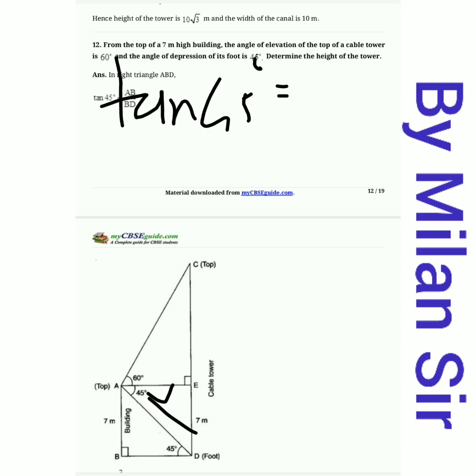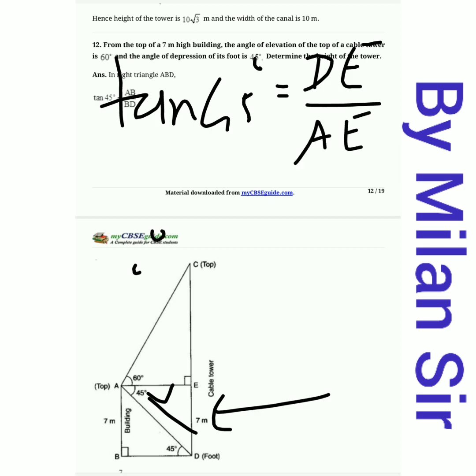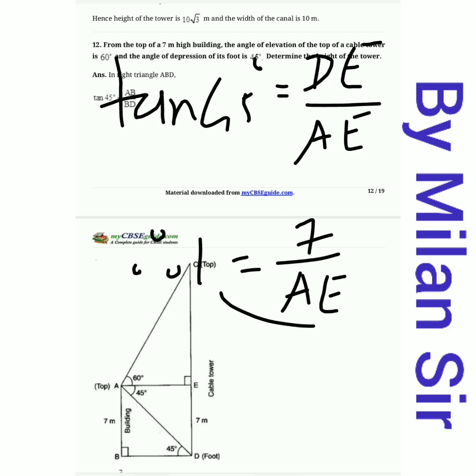Now, opposite side DE. I'm talking about triangle ADE, right? This one. Then the adjacent side is AE. Now the value of tan 45 is 1. DE is equal to 7. AE we need to find. So transfer this A to the left-hand side. So A into 1 is AE. So AE is equal to 7 meter. Right? AE is equal to 7 meter.